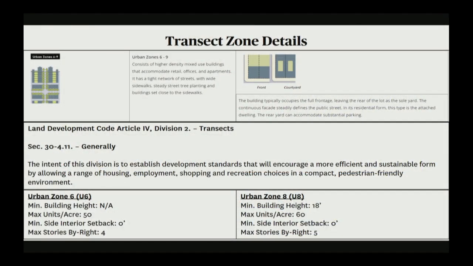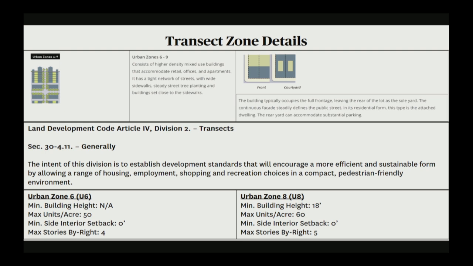And just a little bit of detail about what the transect zones are and what U6 would mean for this area. Essentially U6 to U9 are higher density uses that are mixed with accommodations for retail, offices, and apartments. You're looking at a tight network of streets with wider sidewalks, continuous street tree planting, and buildings that are set close to the sidewalks. You typically see buildings that occupy the entire frontage, leaving a rear yard as the sole yard. There is a continuous facade along the public street, and residential buildings in this form are typically attached dwellings.